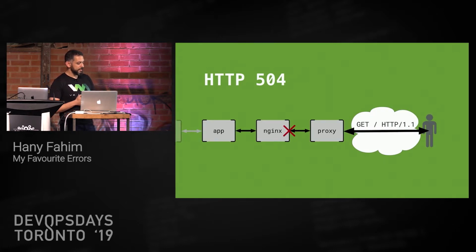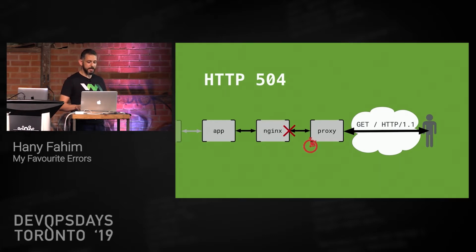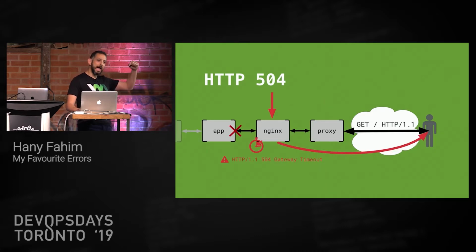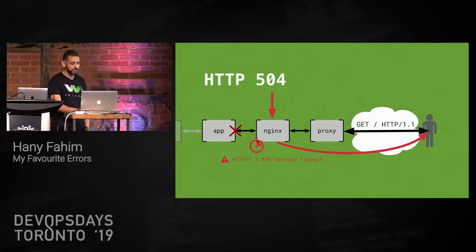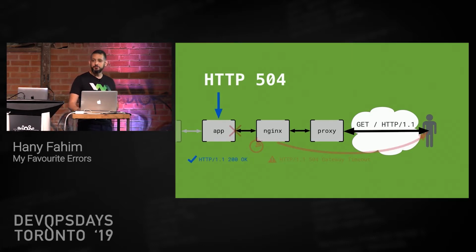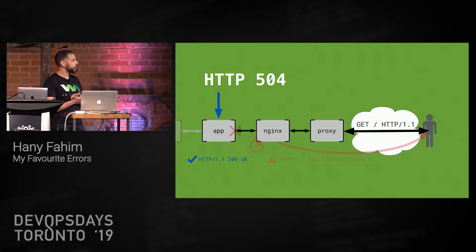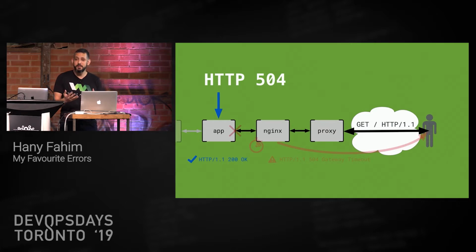504s. This is where Nginx, for whatever reason, takes too long to respond, and the proxy hits a timeout, and you get that 504 gateway timeout. And similar to the last one, it can happen as well between the app and Nginx. The funny thing about this error is that the app server can actually report a 200 OK. In this case, what's happening is that it was just too late to deliver the content, but it eventually did. But either Nginx or the proxy has already given up and sent a 504 to the end user.